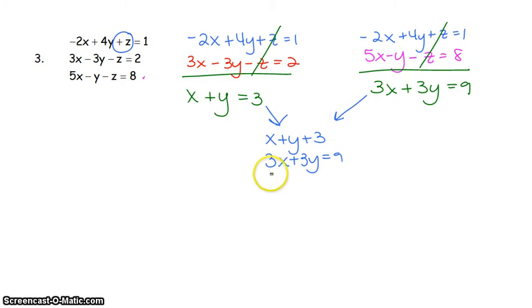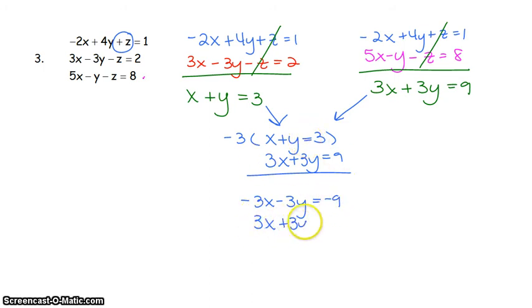When I look here, I'm going to choose to eliminate the x's. If I want to eliminate the x's, I'm going to multiply the top row by a negative 3. So I've got a negative 3x, a negative 3y, oops, that should be an equal sign, equals a negative 9. We did not change the second equation. 3 minus 3, gone. Negative 3, positive 3, gone. So I have nothing left on the left. A negative 9 and a positive 9 ends up being 0.